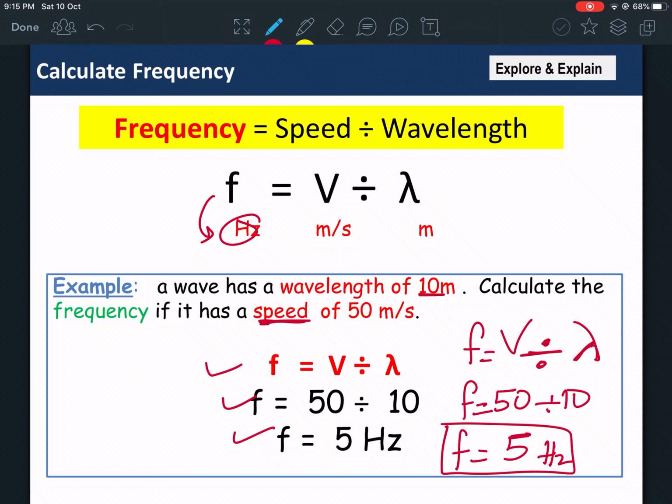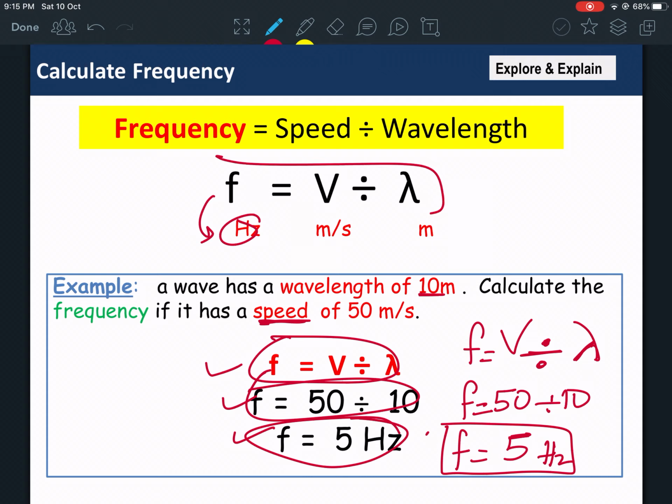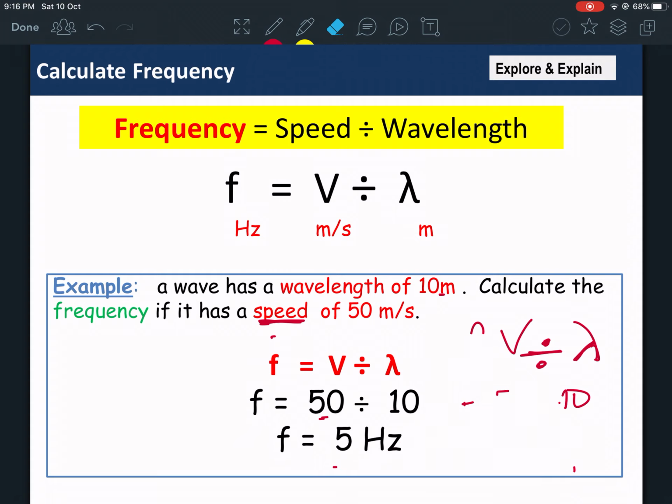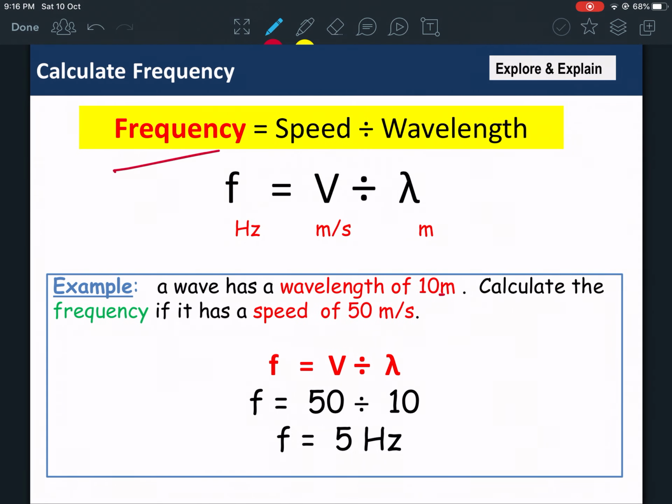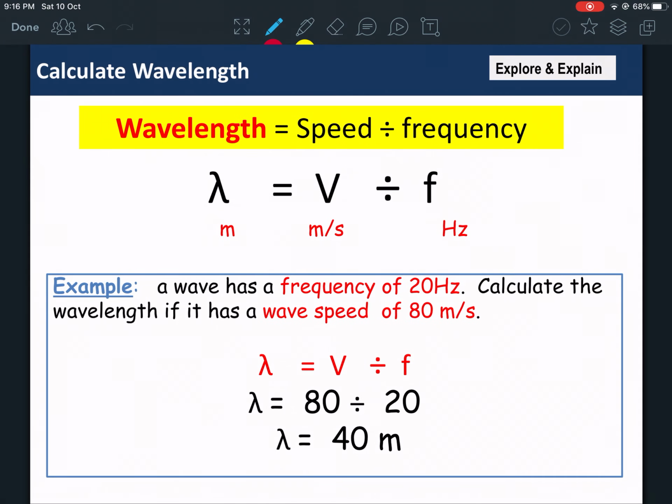See, you have to follow these steps. You have to put the formula, replace the numbers, use a calculator, you'll come up with it. All you have to do is just memorize the formula of calculating frequency. So now we know how to calculate speed, how to calculate frequency. Last one is wavelength. This is the formula for wavelength. It's speed divided by frequency. So lambda equals V divided by F.